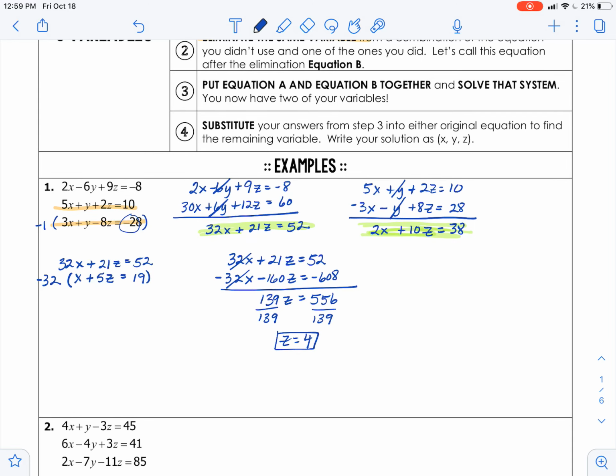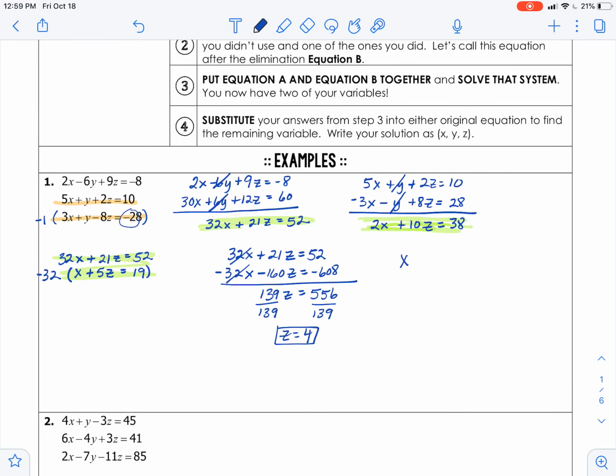So I've got an answer. So here's what we do, guys. We just go backwards now. So z is 4. So I go back to one of my equations over here. One of these equations, and I'm just going to put a 4 in and find the other. So in this case, it's going to work best for me to do the bottom equation. So I'm going to do x plus 5 times 4, and I am actually going to write that down.